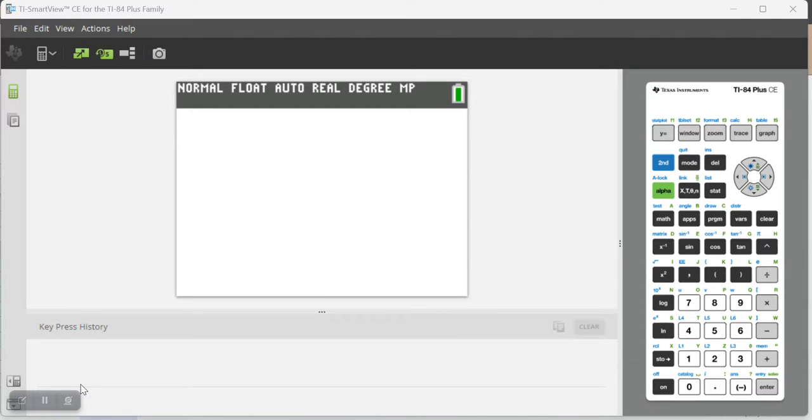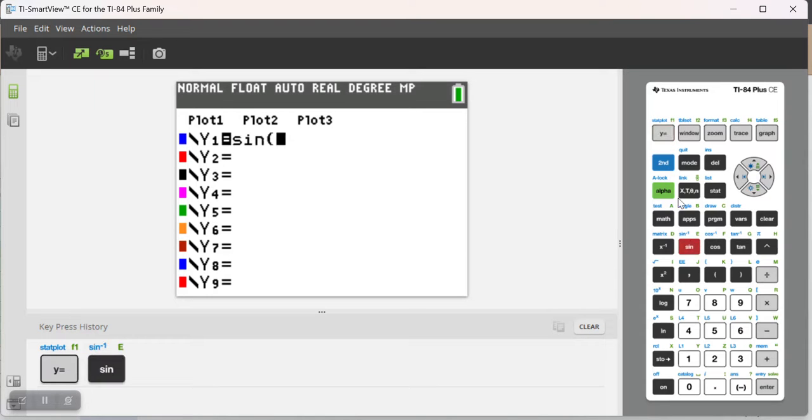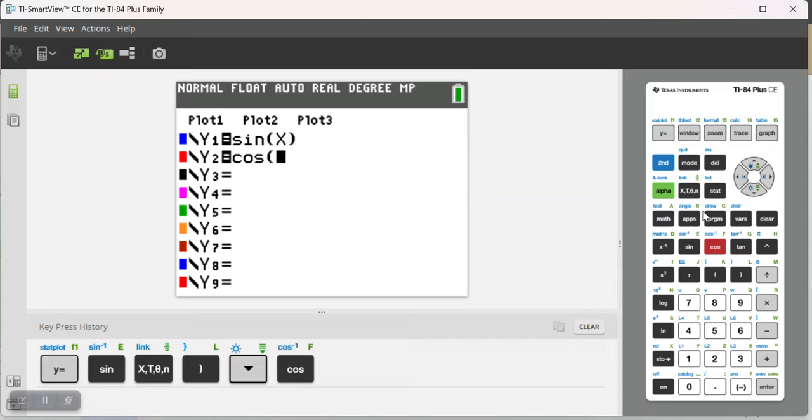In this tutorial, I'm going to show you how to graph sine and cosine functions on your graphing calculator. So the first thing you're going to want to do is go to your Y equals editor. And then I'm just going to do sine of X. And on the other one, I'm going to do cosine of X. I'm going to exit out of here by going second quit.